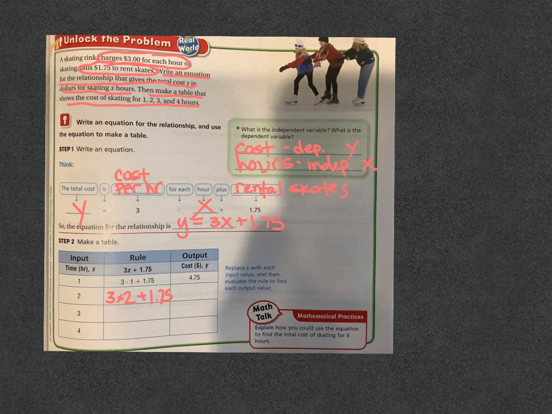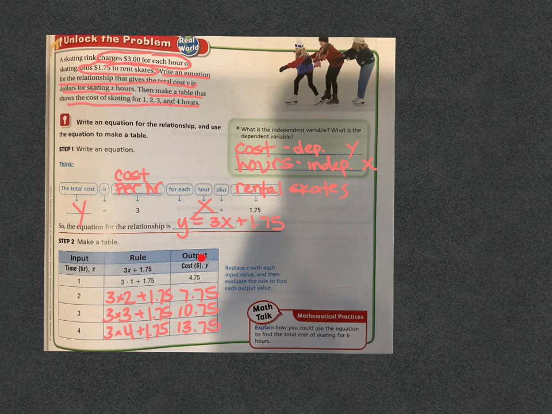Then 3 times x when x equals 3. So this will be 3 times 3 plus 1.75. And then we have 3 times x when x is 4. So 3 times 4 plus 1.75. I calculate those out. 3 times 2 is 6 plus $1.75 is going to give me $7.75. 3 times 3 is 9 plus another $1.75 is going to be $10.75. 3 times 4 is 12 plus another $1.75 is $13.75.